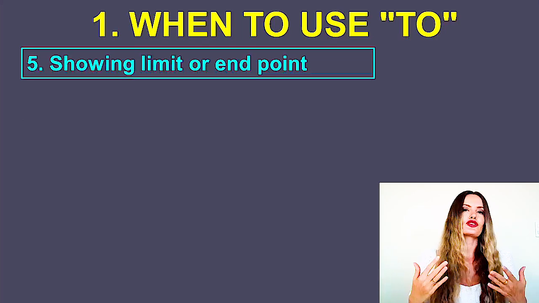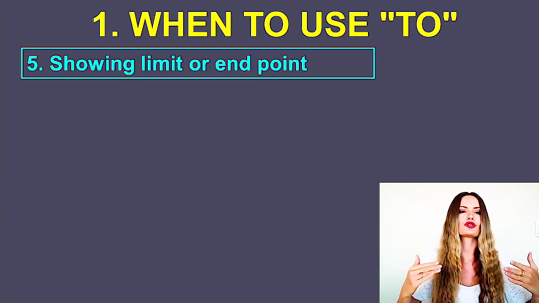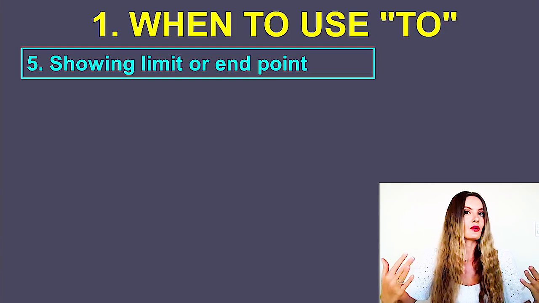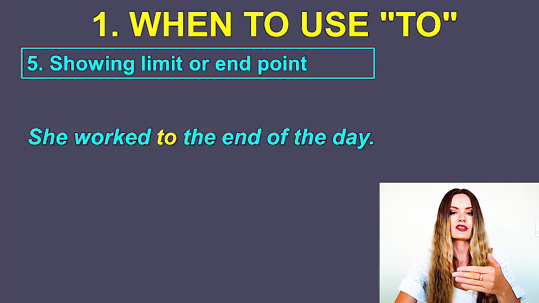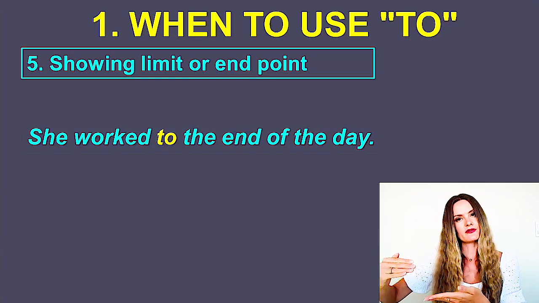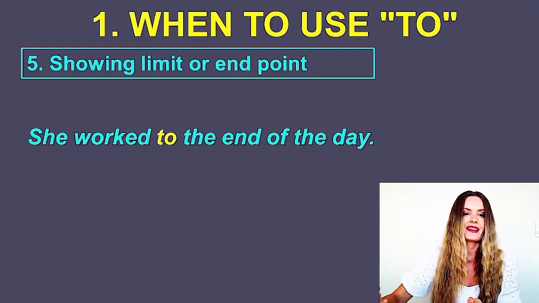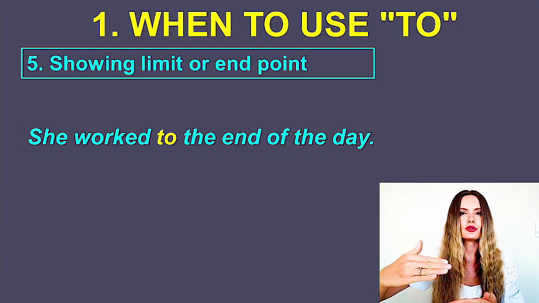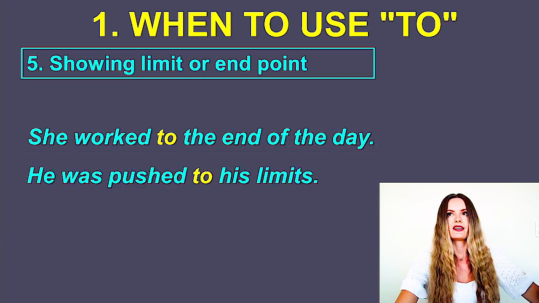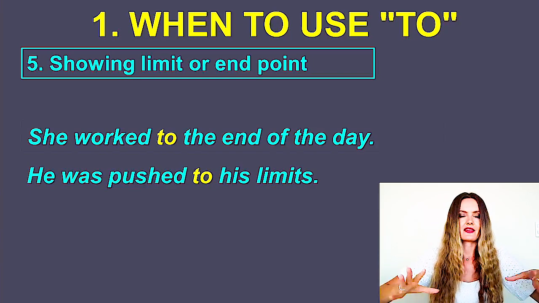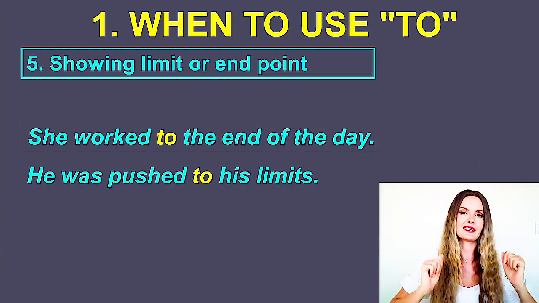Number 5, showing limit or end point. All right, so we use to show limit or end point. For example, she worked to the end of the day. So the end of the day is the limit, is the end point, right, of the day. That's why we say she worked to the end of the day. He was pushed to his limits. So his limits is the limit for him, right? Is the end.